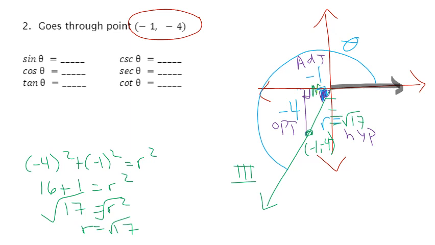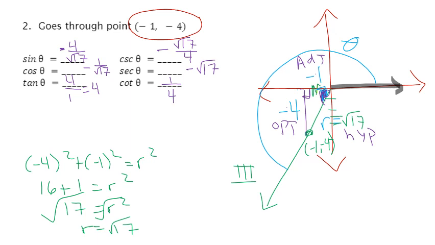And so sine would be -4 over root 17. And the whole thing's negative, right? Then the cosecant is the reciprocal, and I'll rationalize them all at the end. Cosine is -1 over root 17. And then the reciprocal would be -root 17 over 1, or -root 17. And then tangent would be opposite over adjacent, so 4 over 1, or 1 over 4 for cotangent.